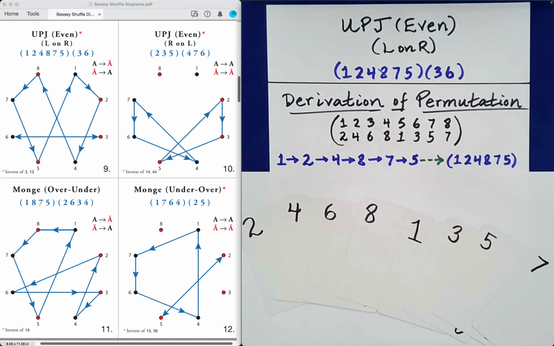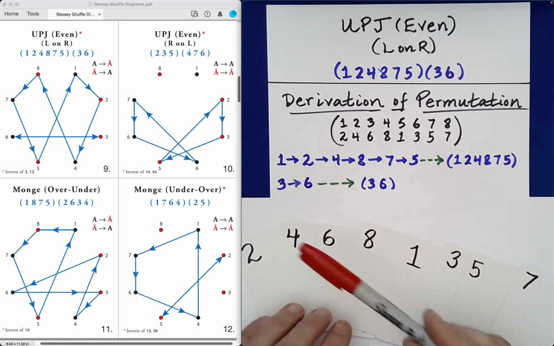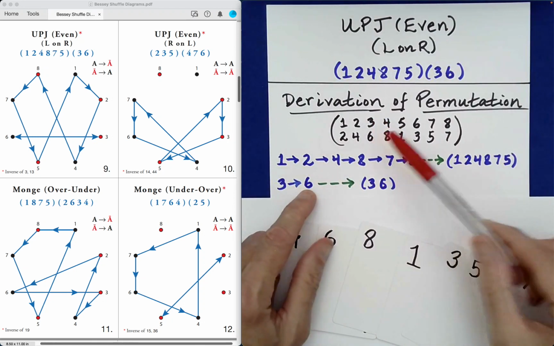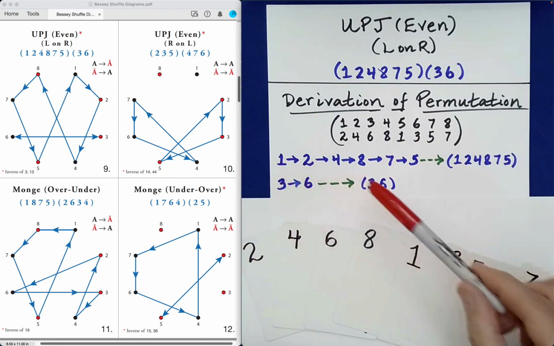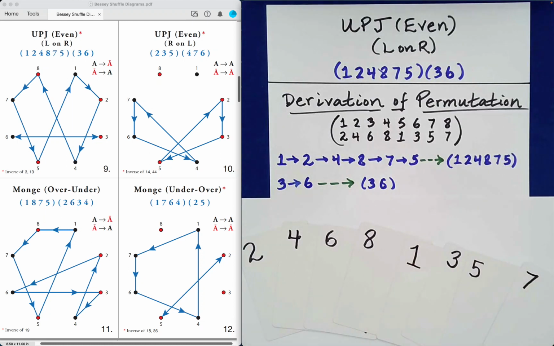So we have a very large cycle, larger than the ones that we've seen in the past. This is a 6 cycle. Now for the remaining values, what happens? Well, we have 3, which goes to 6. And 6 goes to 3. So that cycles around. So we're looking at a 2 cycle, or in other words, a transposition.